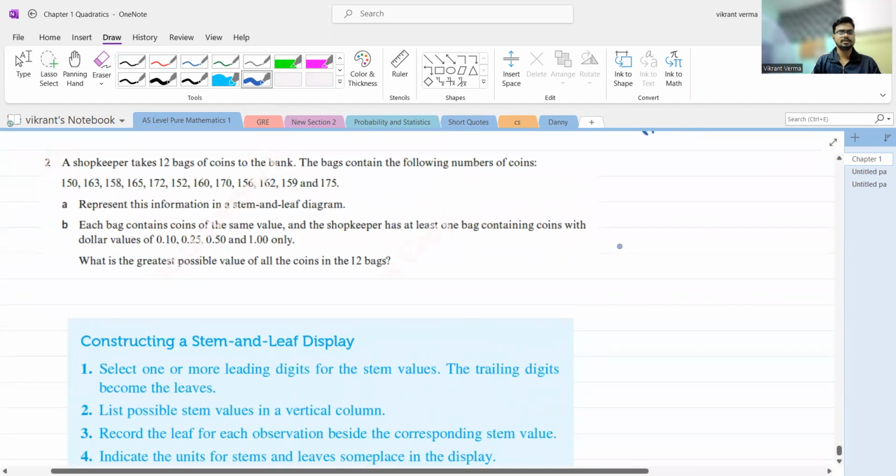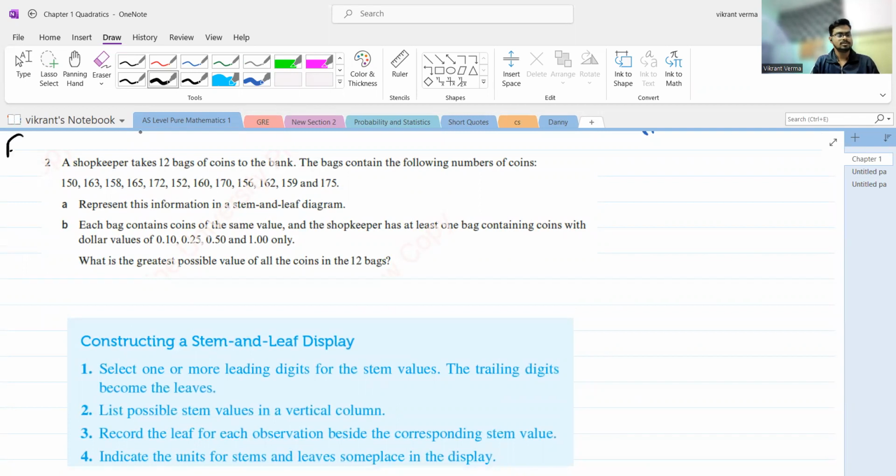This is the second question from exercise 1A in your textbook, so we will tackle this part. The question is: a shopkeeper takes 12 bags of coins to the bank. The bags contain the following number of coins.